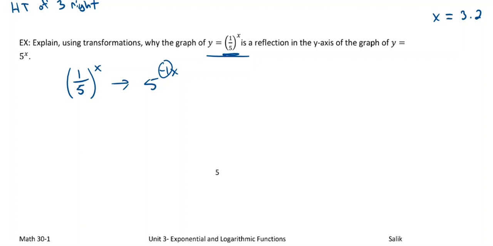So if we drew this out quickly, I'll show you what I mean. 5 to the power of x would be a graph that looked like this, going up, getting bigger and bigger. And 1 over 5 to the power of x would look very similar, but it goes this way. Do you guys see how that is just like a mirror image over the y-axis? It is a reflection, so they are the same.